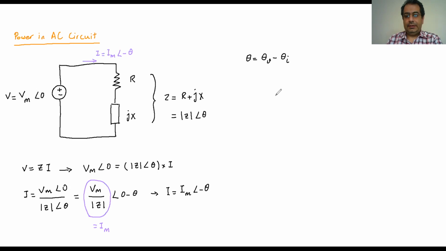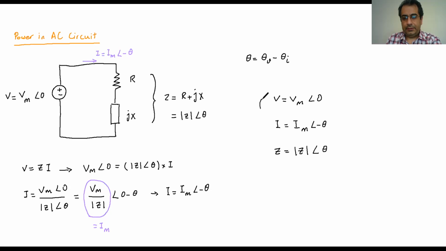So I'm going to write them here again. The V is the V max with angle of 0. This is the source voltage at the source, also the voltage at the equivalent of these two. The current is the maximum current with angle of negative theta, and the impedance in the system is going to be Z, which is equal to the magnitude of Z with angle of theta.